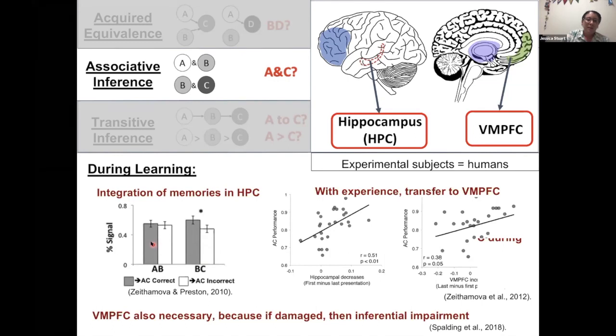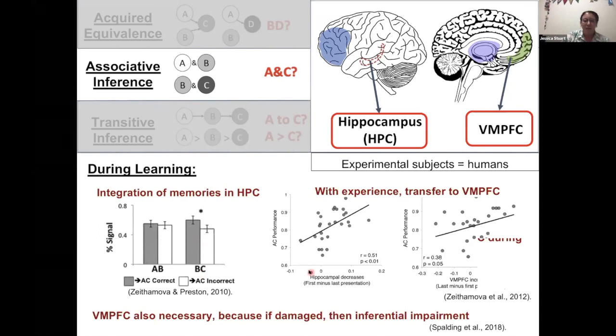But then when they start to learn about BC, which is when they can actually reactivate AB, this is the time where they really could reintegrate these things and save them together in their memory. So the activity in the hippocampus at this time was predictive of whether or not people would make a generalization response. And this was during the first exposure to BC.